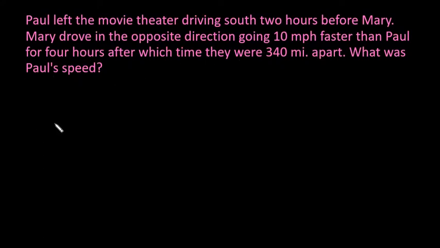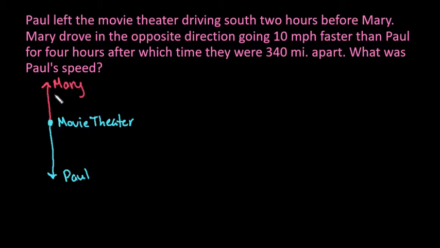This one is a little more complex than the problems that I've done. So we're starting from the movie theater. It tells us that Paul is going south, and he's going to be traveling for longer. So this is Paul. And then it tells us that Mary is going to be going in the opposite direction, so Mary's going to be going this way. And they are going to be 340 miles apart.